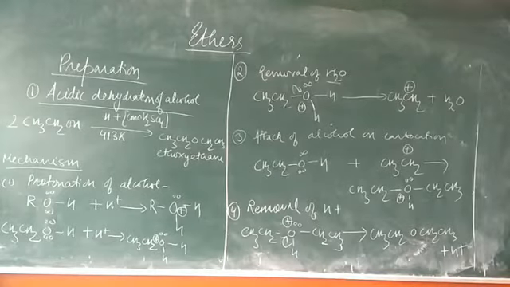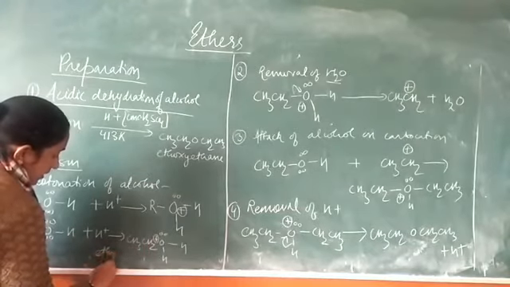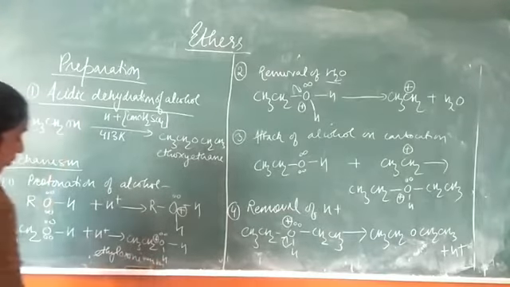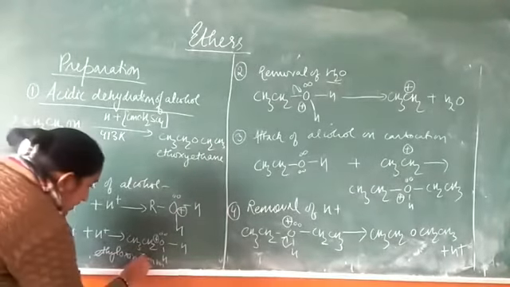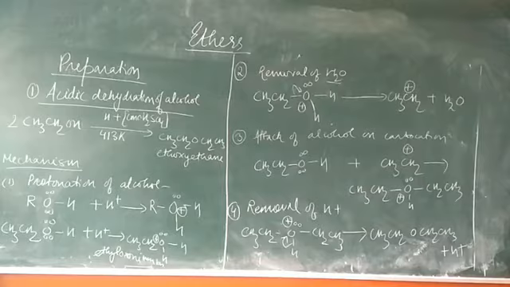That is, the attack of another alcohol molecule will take place on the ethyl oxonium ion. Now where is the ethyl oxonium ion? This is the ethyl oxonium ion, oxygen is getting the positive charge here. And you can write the second and the third step together also, that will also be correct. In this way we can prepare the ether from acidic dehydration.